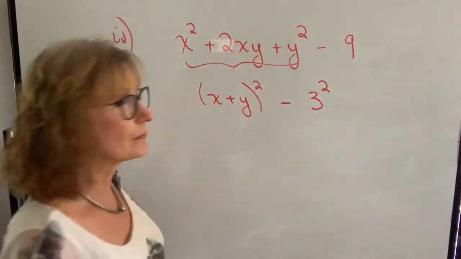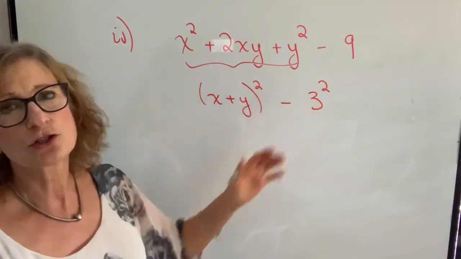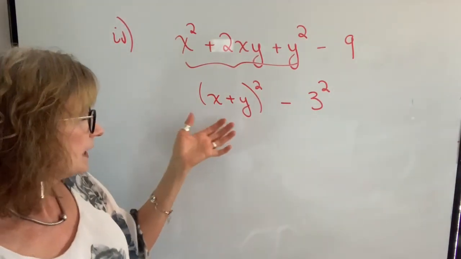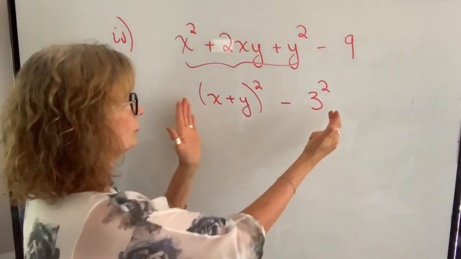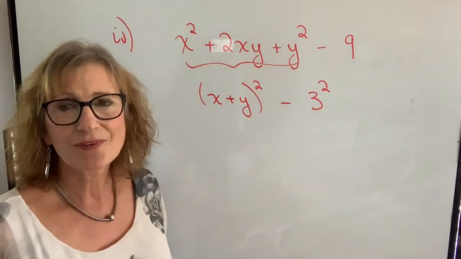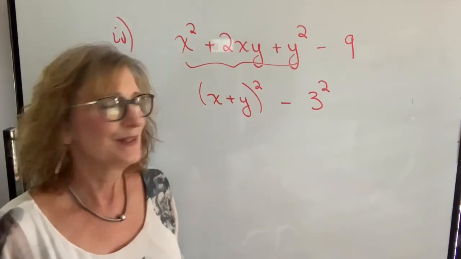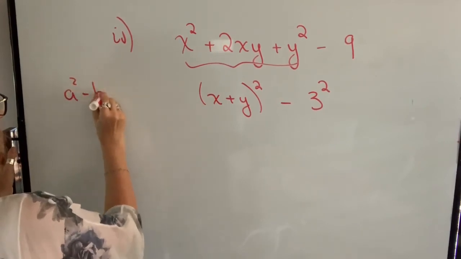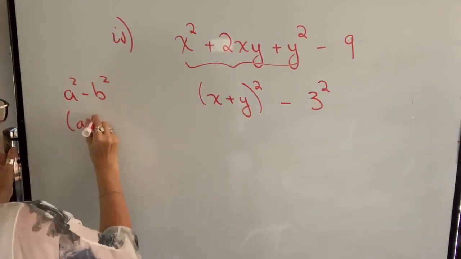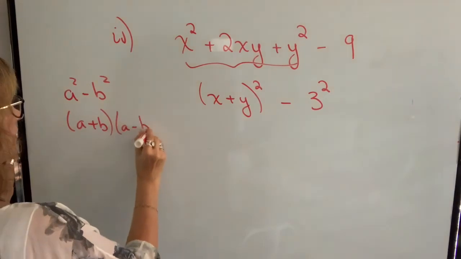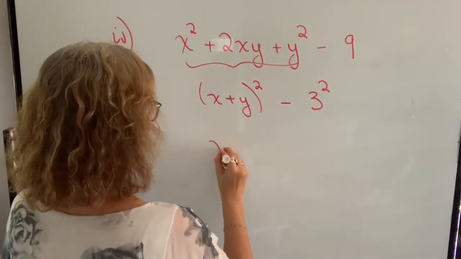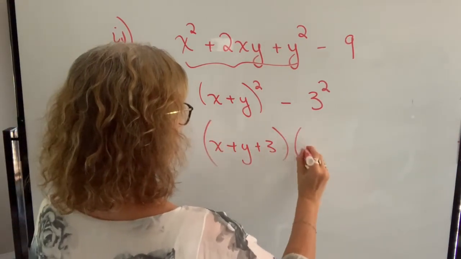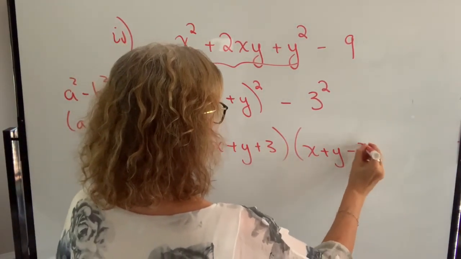squared. Now there's nothing common to each term, but by grouping them in that manner, I have now produced a difference of squares, and I can factor a difference of squares. So my factors are, remember, if I have a squared minus b squared, the factors are a plus b times a minus b. So my factors will be x plus y plus 3 and x plus y minus 3.